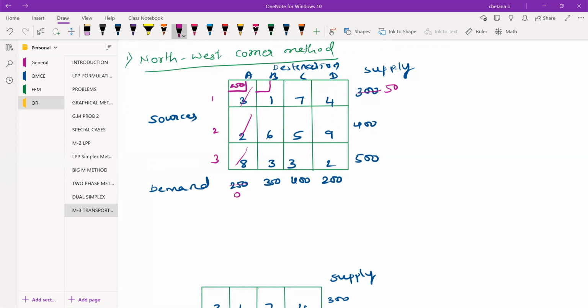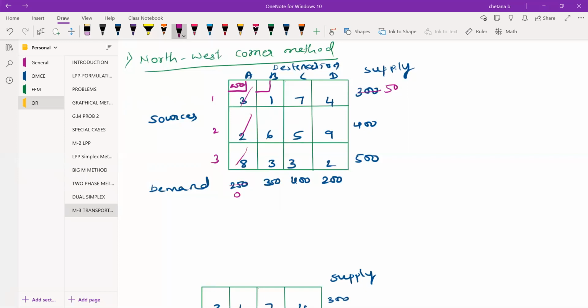See, first the northwest corner is your first cell only. For that first cell, you need to allocate the minimum one. So out of supply and demand, which is the minimum one, 250 is the minimum. So allocate the minimum value. Once you allocate the minimum value, if you see the column, you're getting 0 because you have allocated 250. And if you see the row, 300 minus 250 is 50.